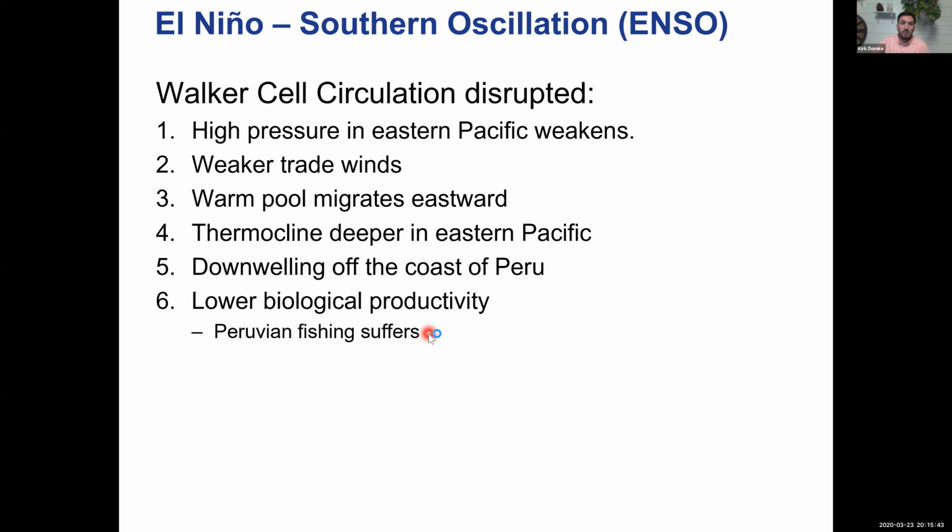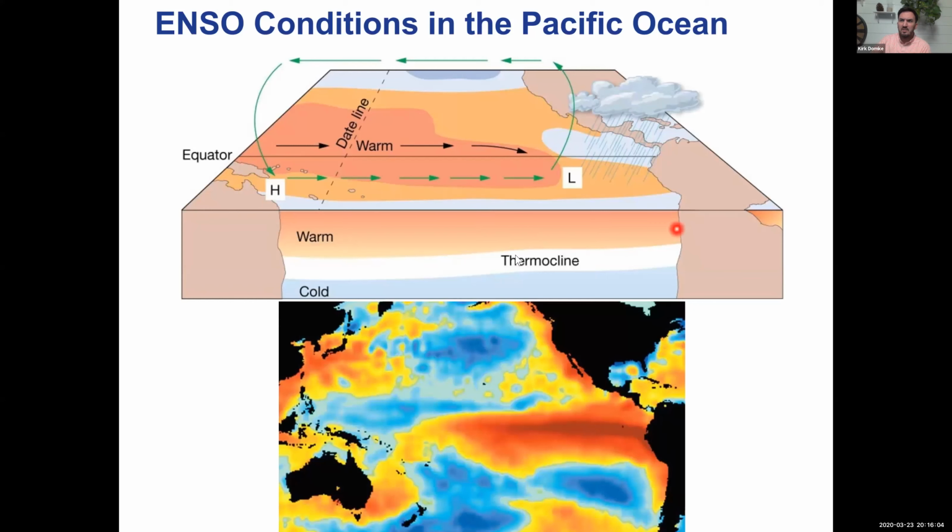And when the nutrients aren't there, as we talked about in the last lecture, the whole rest of the ecosystem is just not going to be present in the numbers that fishing persons would want. This is kind of what it looks like. Here, we have completely swapped the high pressure and the low pressure. And so that warm pool, as you can see on the bottom diagram, pools up on the other side of the ocean off the coast of the Americas, displacing downward, as we mentioned, the thermocline.